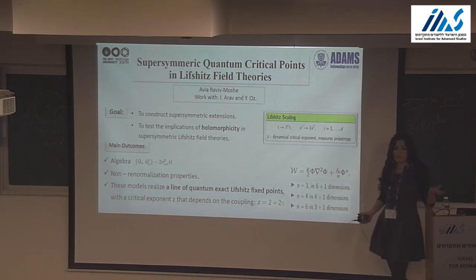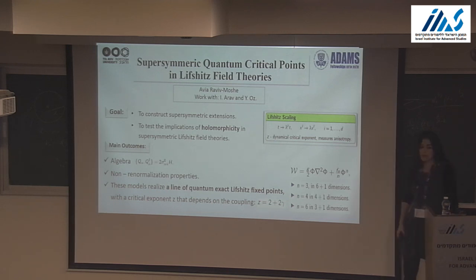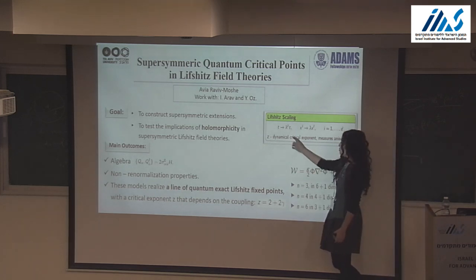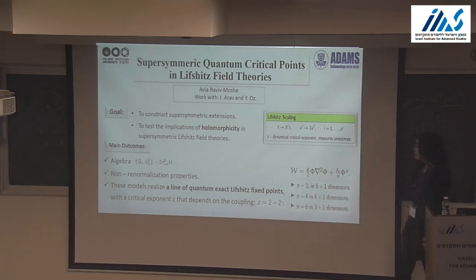So first, what is Lifshitz scaling symmetry? Lifshitz scaling symmetry is an anisotropic scaling symmetry in which time and space scale differently. As you can see, t goes to lambda to the z t and x_i goes to lambda x_i, where z is the dynamical critical exponent which measures the anisotropy between space and time. In general, in these models, boost symmetry is broken, but for example, for z equals 1, the symmetry can be enhanced to the full relativistic conformal group.